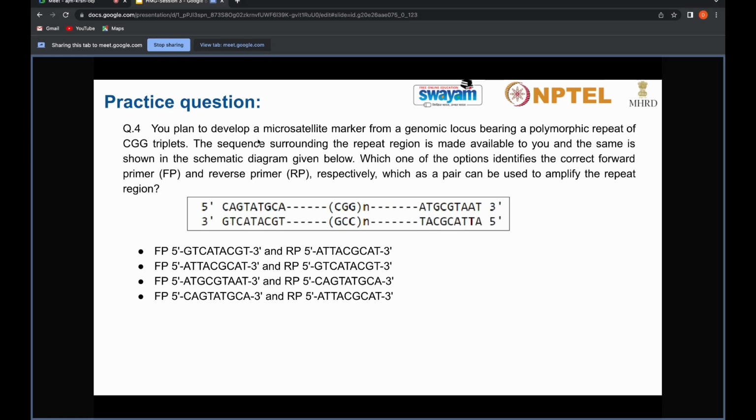This says you plan to develop a microsatellite marker from a genomic locus bearing a polymorphic repeat of CGG triplets.